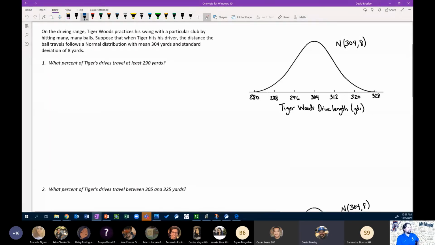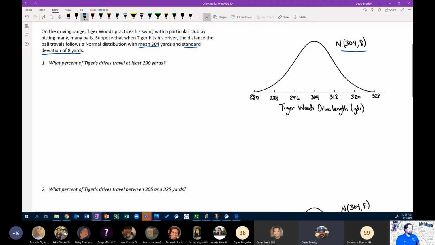On the driving range, Tiger Woods practices his swing with a particular club by hitting many, many balls. Suppose that when Tiger hits his driver, the distance the ball travels follows a normal distribution with mean 304 yards and standard deviation of 8 yards. So mean of 304, standard deviation of 8. I've got that over here in our notation, N(304, 8). And I've drawn the curve. I didn't actually draw that curve. I found a picture on the internet and pasted it in and then wrote the numbers I needed underneath it, because I can't draw a line that smooth.